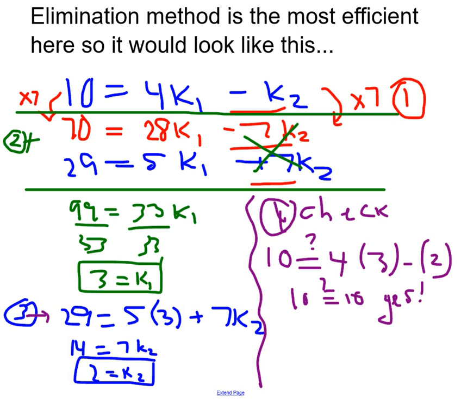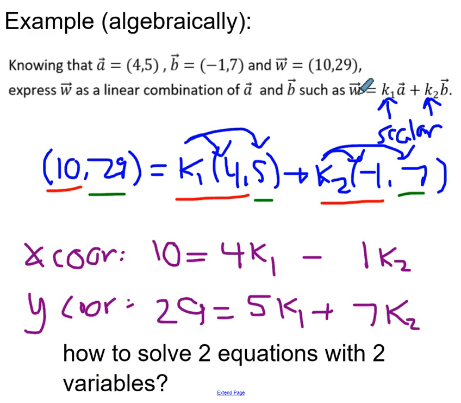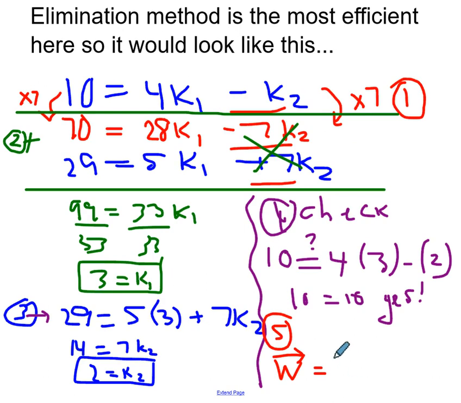Now don't forget to answer the question. What was the question again? So I'm going to write number 5, answer the question. They wanted us to write W as, hold on, I'm just going to go back. We want to write W as a combination of A and B. So k1 is 3 times my A plus k2 is 2 times my B. So there we go, we figured out our linear combination. Have fun!